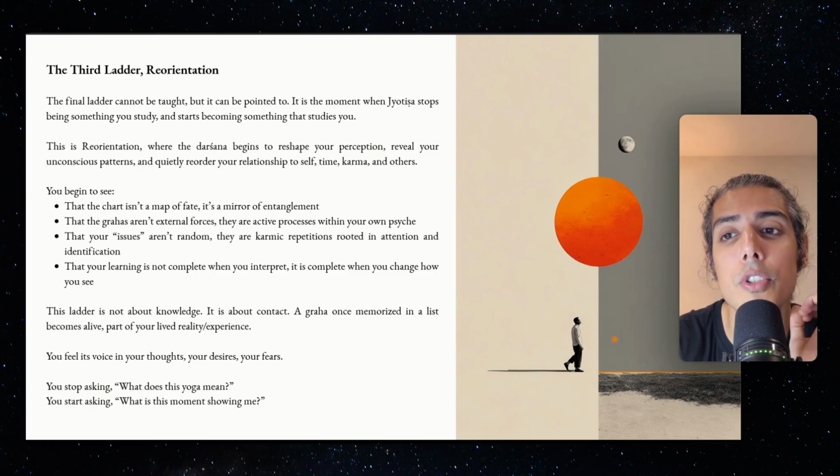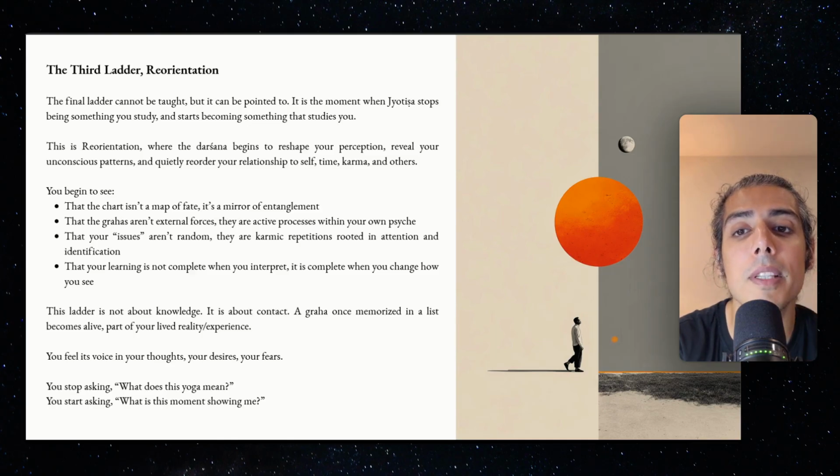It is the moment when Jyotish stops being something you study and starts becoming something that studies you. So it starts impacting you and changing your perception a little bit, at least. This is reorientation, where the darshana begins to reshape your perception, where it becomes darshanik drishti. It actually changes your drishti, reveals your unconscious patterns, and quickly reorders your relationship to self, time, karma, and others.